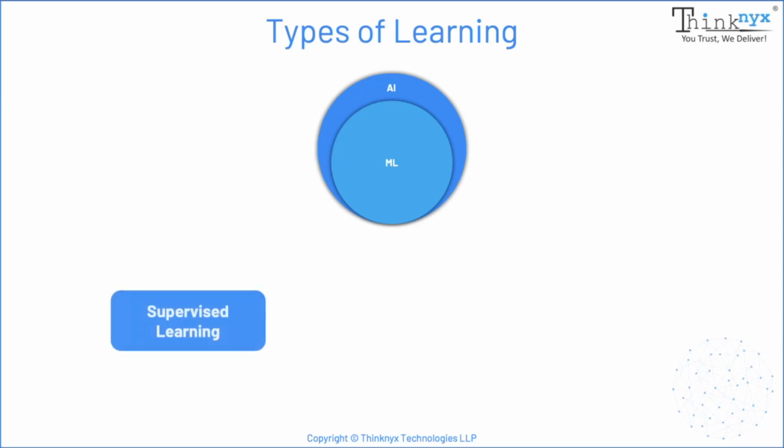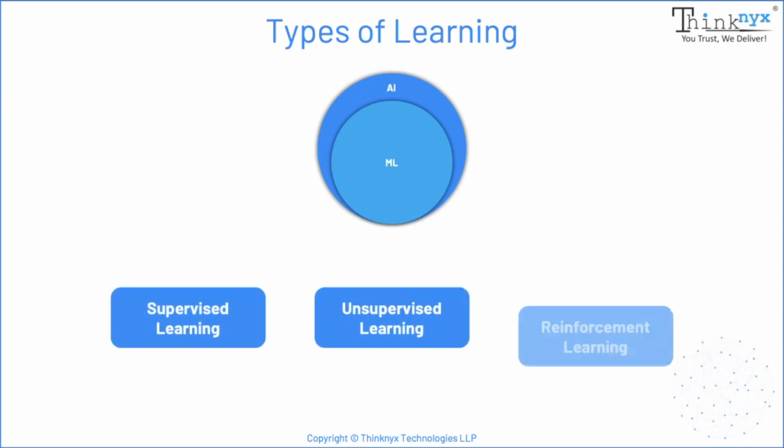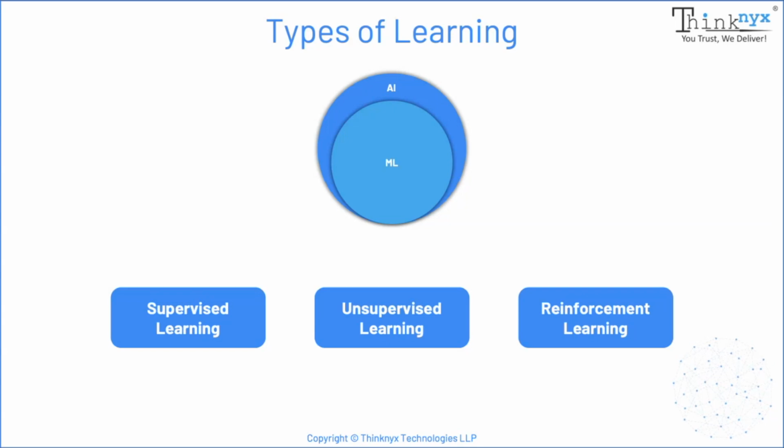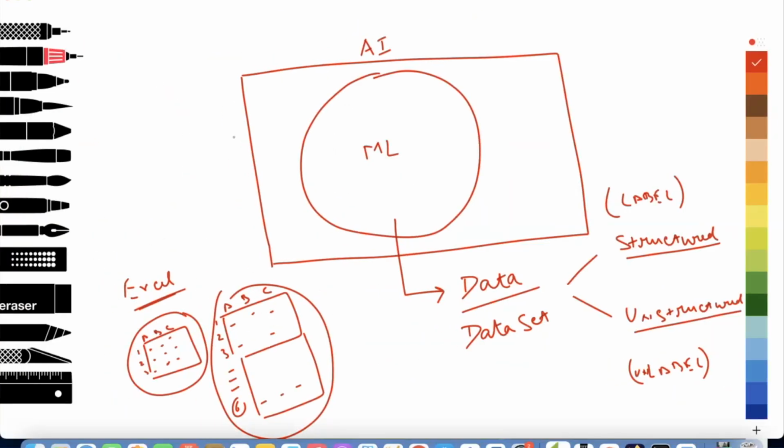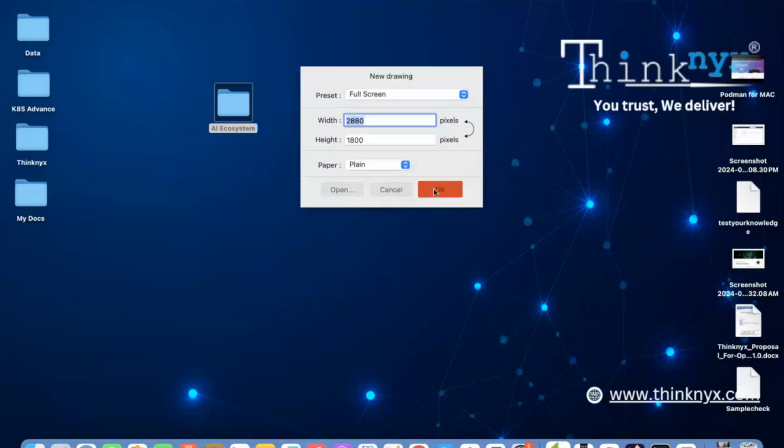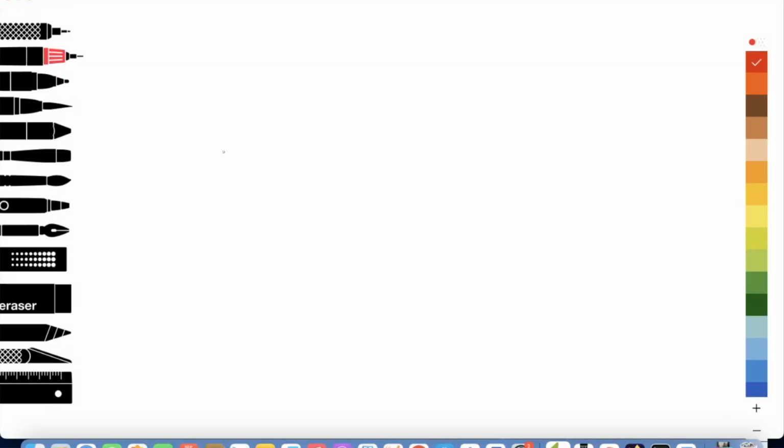So you have supervised learning, unsupervised learning, and reinforcement learning. Let us understand it with a very simple example. So, types of learning. It's very important. We have three types of learning, and these types of learnings completely depend upon the type of data. So the first one is supervised learning.